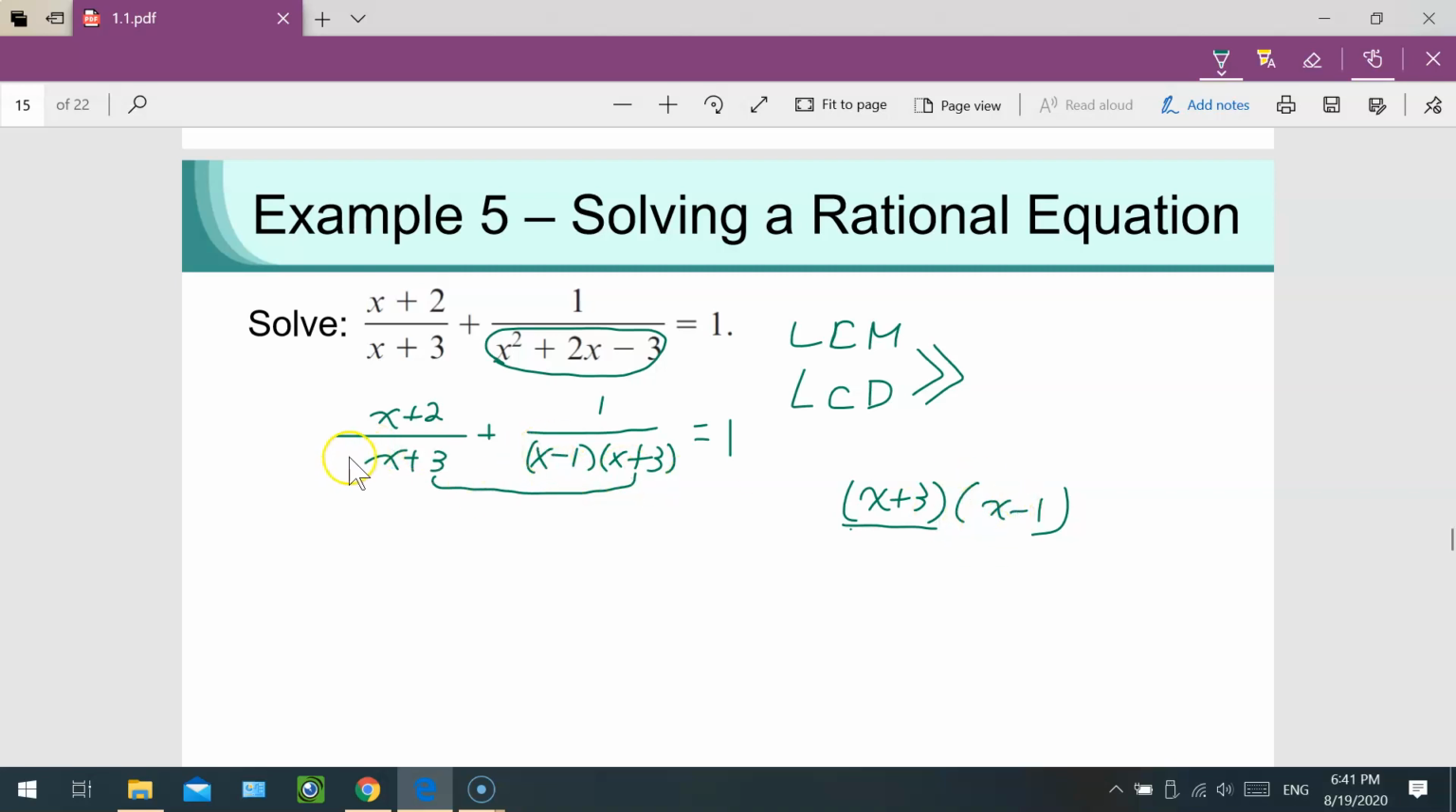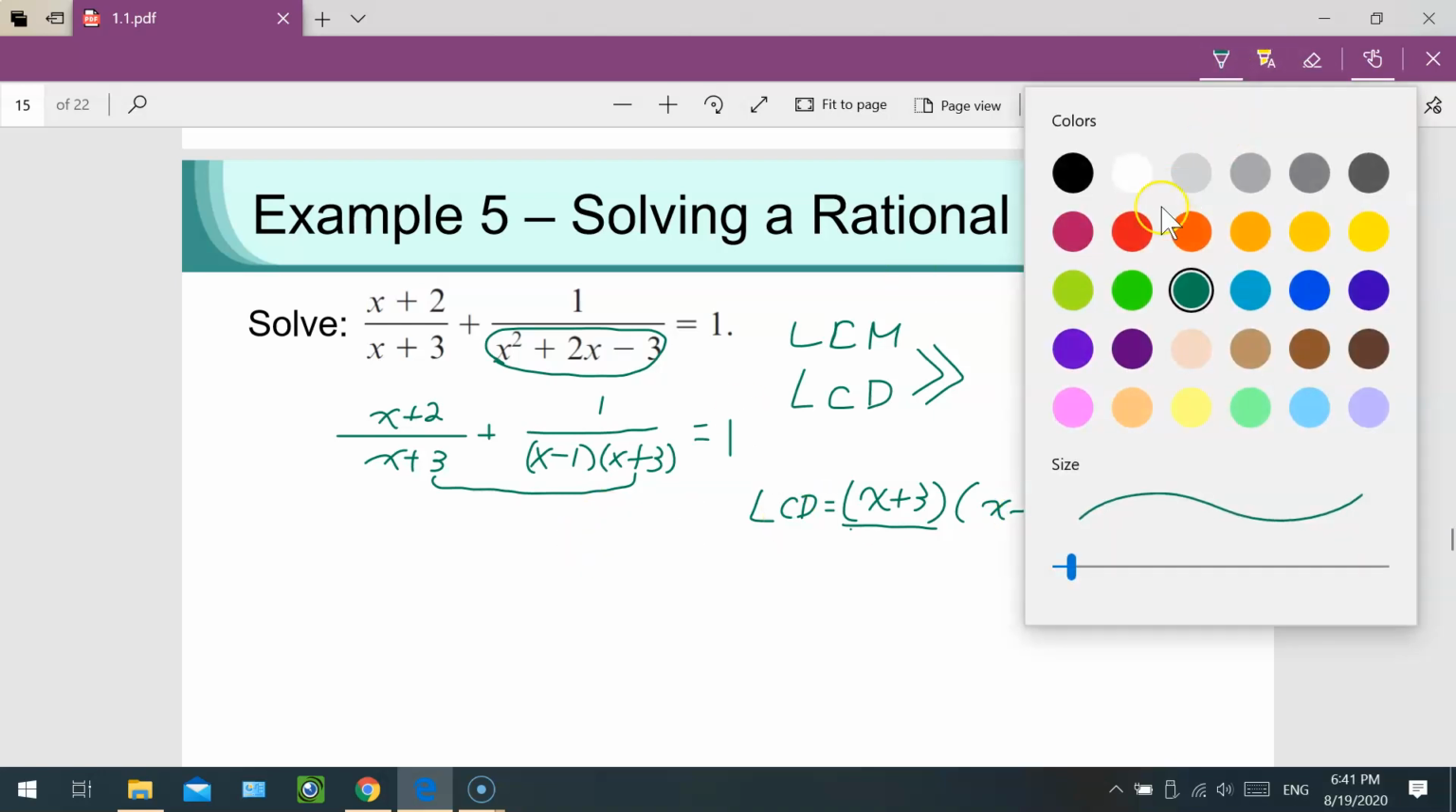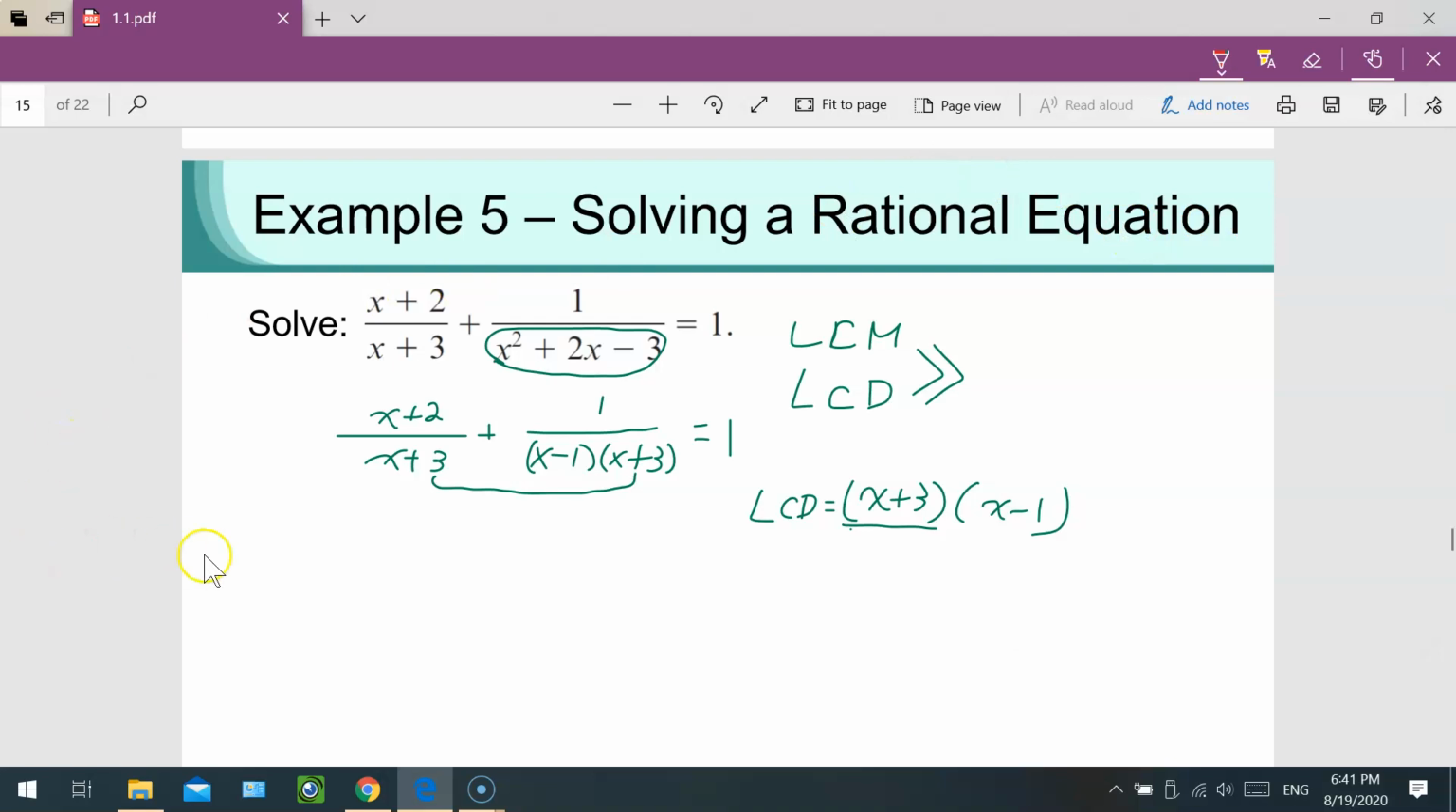although x minus 1 doesn't appear here, as long as the term exists there, you have to include the term in the LCD. So the LCD for this rational equation would be x plus 3 times x minus 1. Now I'm going to multiply, let me change the color, I'm going to multiply the LCD on both sides.